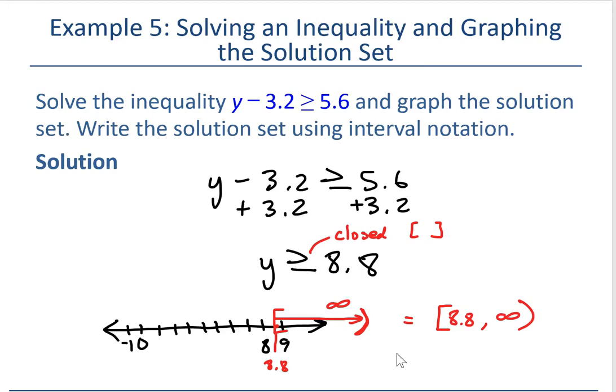Like I said, on Hawks you can't do this, but what I suggest doing, even on your scratch paper, is to try to do your graph first, and that's going to tell you what your interval notation should look like. Okay, let's come down here.